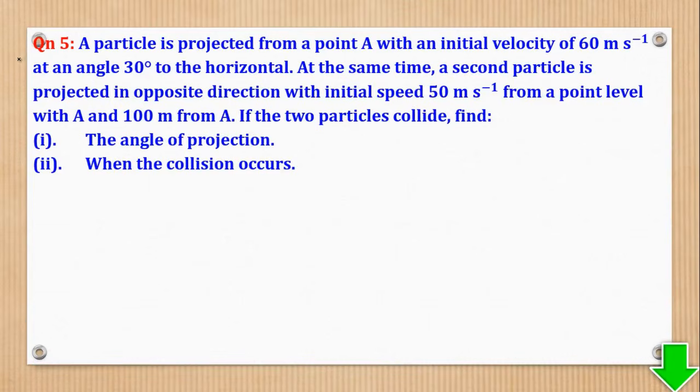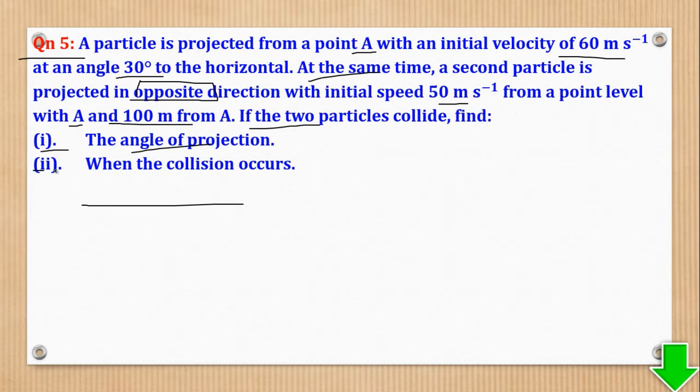That was question 4. Now we shall go to question 5. It says, a particle is projected from a point A with an initial velocity of 60 meters per second at an angle 30 degrees to the horizontal. At the same time, a second particle is projected in opposite direction. No, this word opposite. With initial speed of 50 meters per second from the point level with A, so it is on a straight line, and 100 meters from A. Okay. If the two particles collide, find Roman 1 the angle of projection, and Roman 2 when the collision occurs.